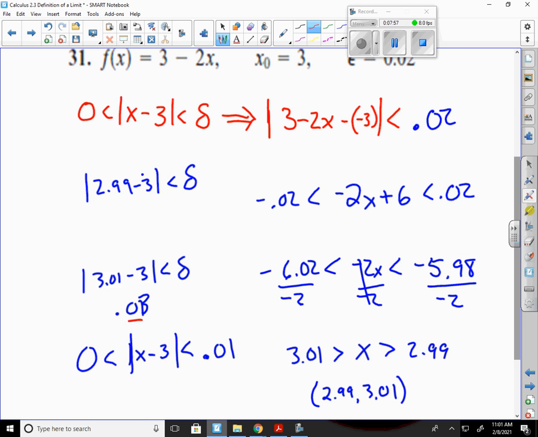This here is my final answer. Or you could say delta equals 0.01. That works too.